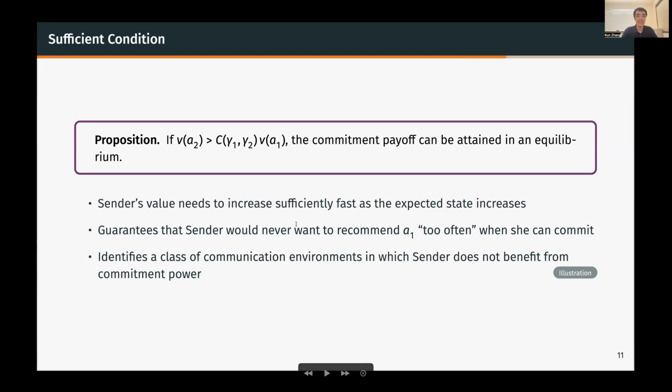The intuition is that when the payoff from recommending the highest action A2 is sufficiently large compared to the payoff from recommending the middle action A1, even if the sender can commit, she wouldn't recommend A1 too frequently. More generally, sender's value needs to increase sufficiently fast as the expected state increases. This result identifies a class of communication environments in which sender doesn't benefit from commitment power.